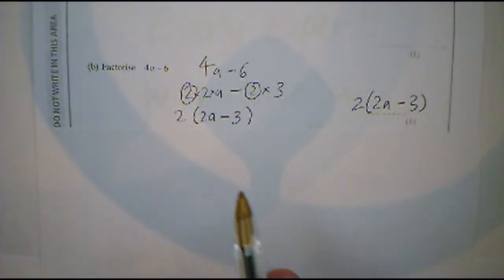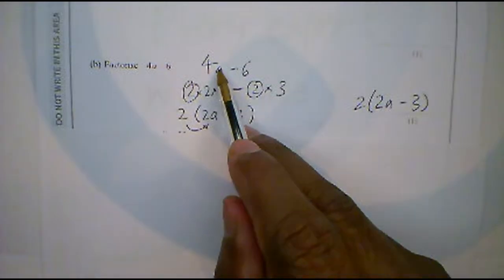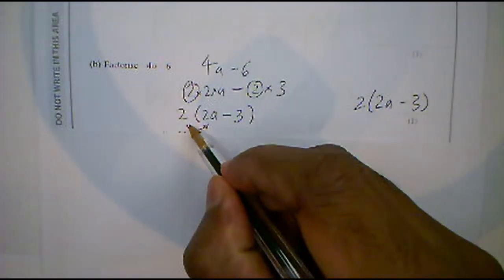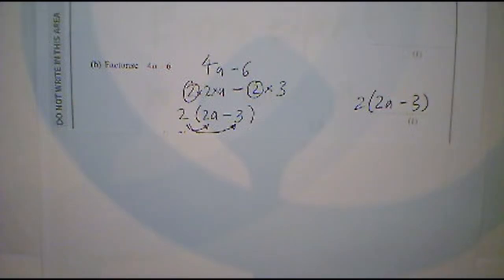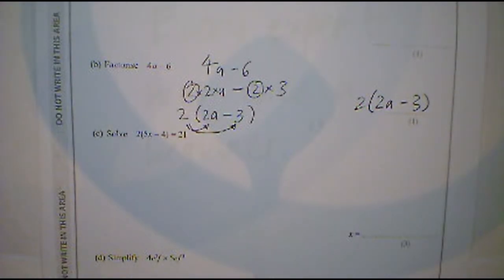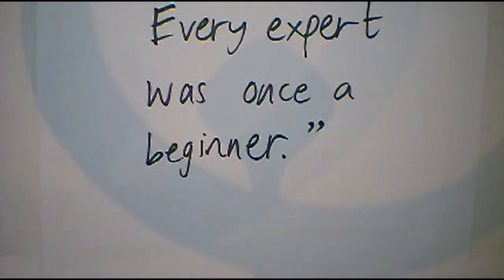And again, you can multiply this out by checking that 2 times 2a gives us 4a. And 2 times 3 gives me 6, so minus 6. So that's my second answer. So hopefully you got that right. Let's go to the next one. Let's go to the third question in our pack.